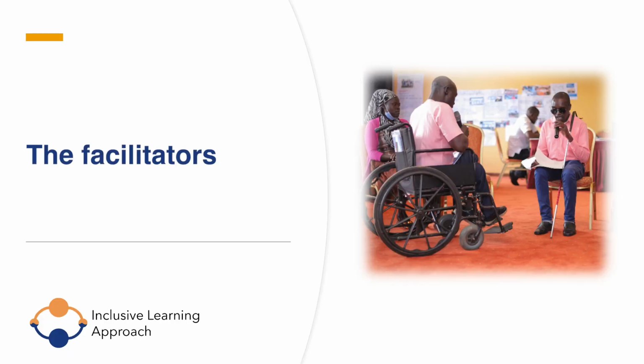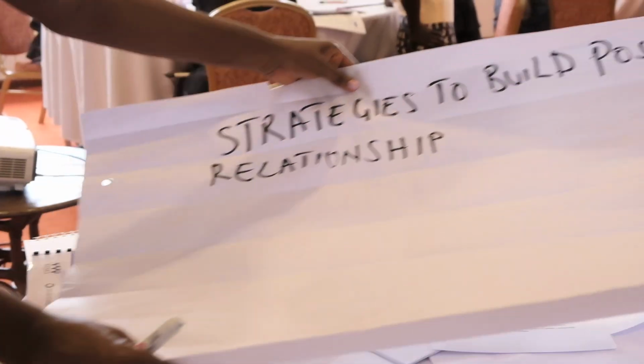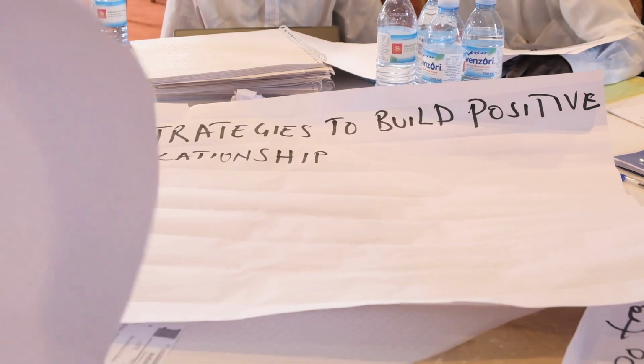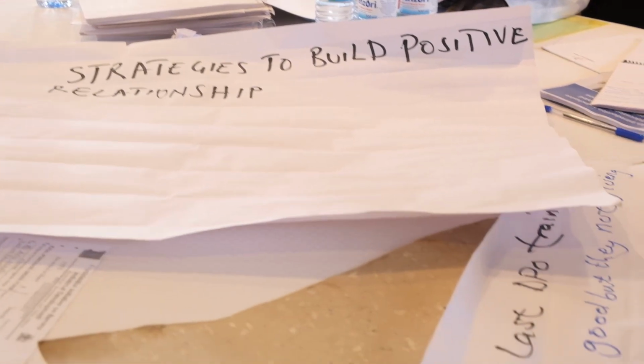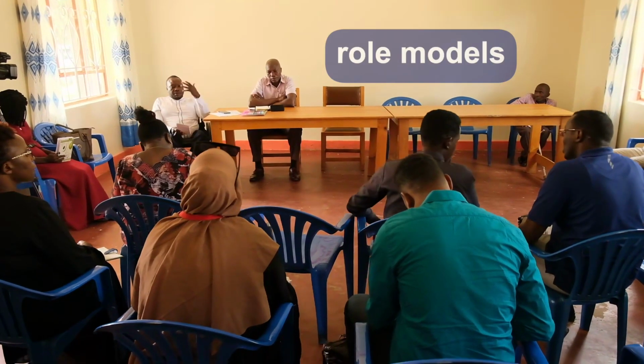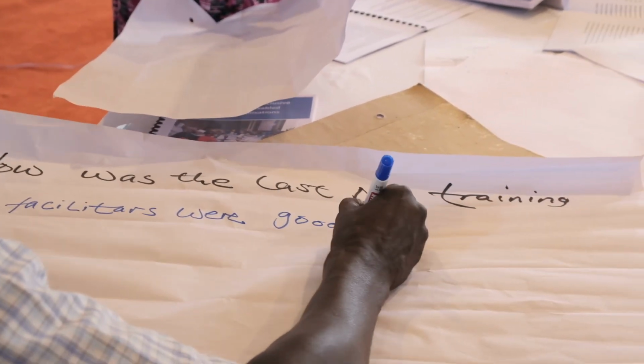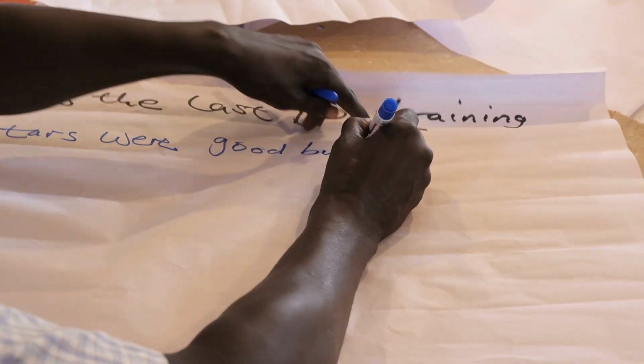The facilitators. The Inclusive Advocacy Component supports OPDs to become stronger advocates for inclusive education. It trains and mentors facilitators from OPDs who become role models in their communities. The facilitators learn how to help other OPD members. Parents and community members become inclusion advocates.